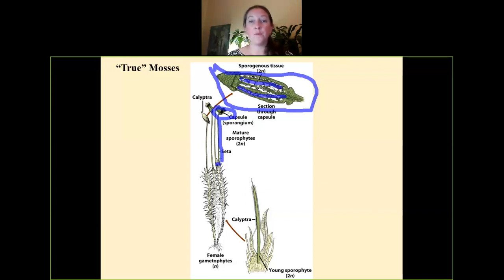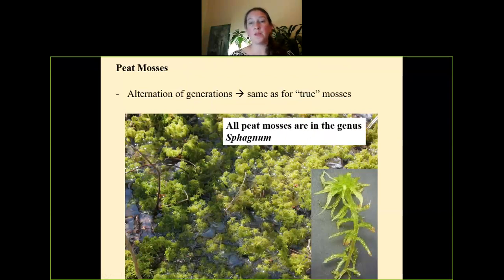That spore-producing tissue is going to undergo meiosis to release spores. And you can actually see in this schematic these yellow things here. I made them yellow, but those little dots there are the spores being released. Those spores are going to fall and then grow into a new gametophyte plant. So that's an overview of alternation of generations in the true mosses.